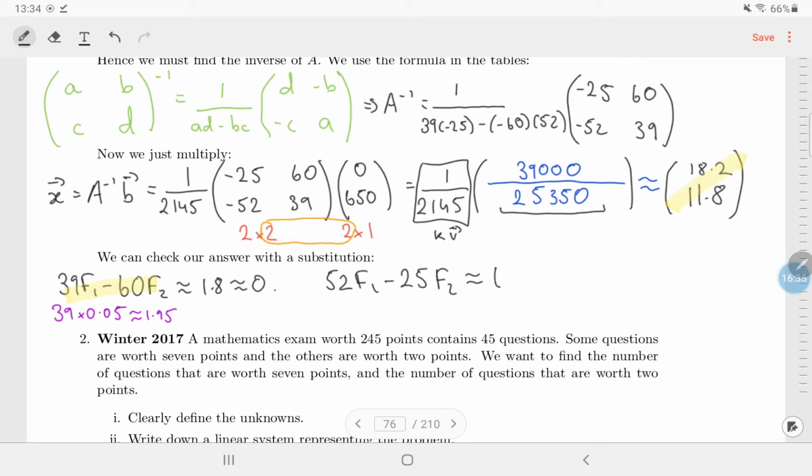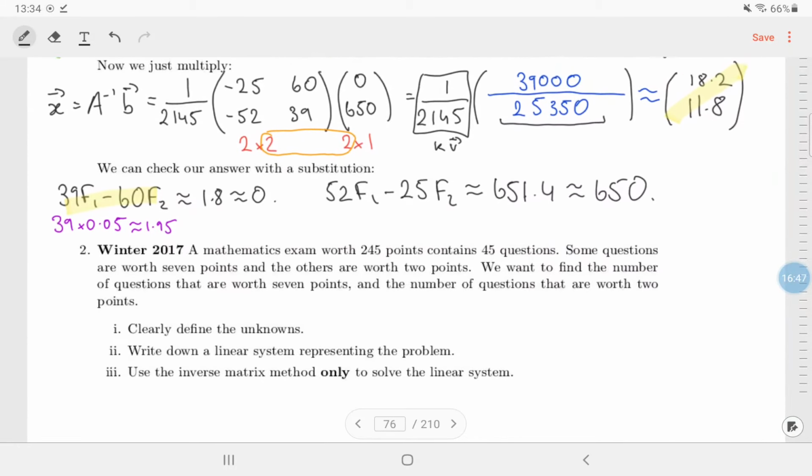So this comes out as 651.4, which is approximately 650. So yeah, it probably just makes more sense to get the exact answers if you want to check your answer. All right, so that's that one.